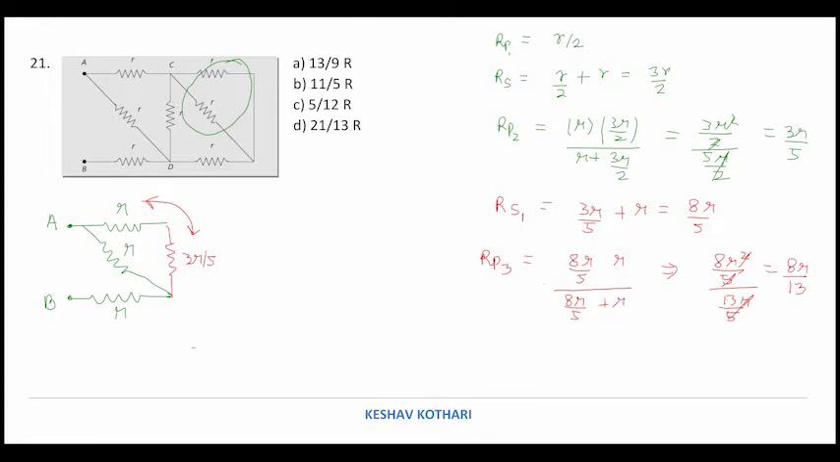Now this 8R by 13 and the final resistance R are in series. So the effective value is going to be 8R by 13 plus R. So 13 plus 8 is going to become 21R by 13 ohm. So 21R by 13, that is D alternative is correct for this particular problem. Let us move to the next question.